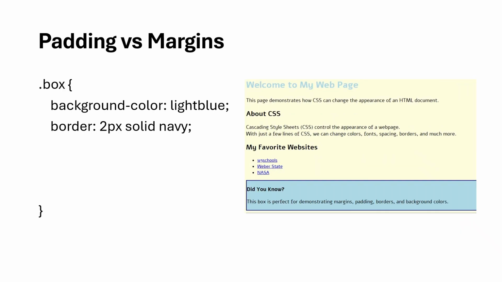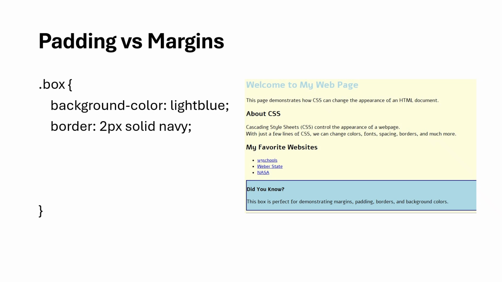So there's often confusion about margins and padding. So padding is the space inside of an element between the content and its border. Margin is the space outside of an element, separating it from any neighboring elements. And a border helps visualize the difference between these two types of spacing. So we're going to start with a class selector called box. We'll add a background color and border to it so that we can see it.